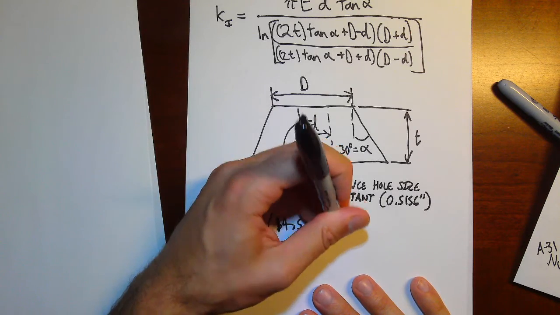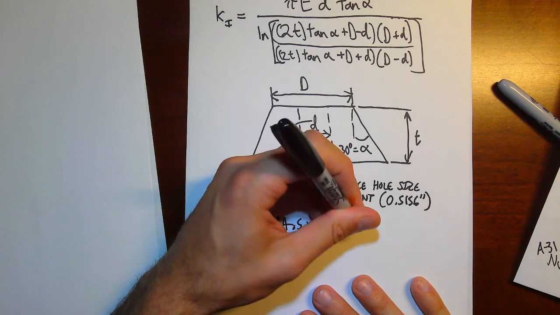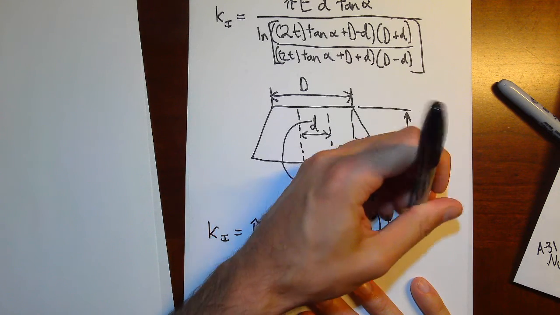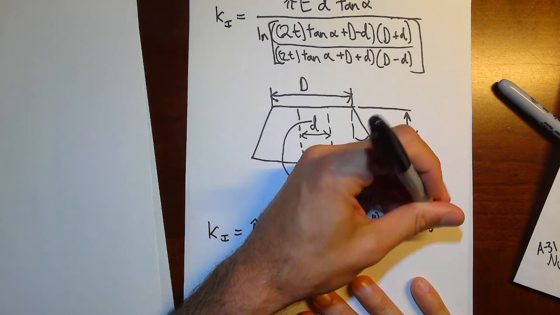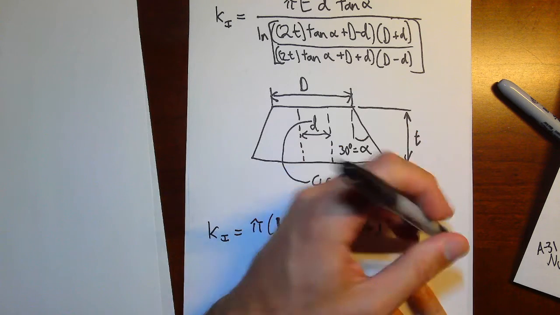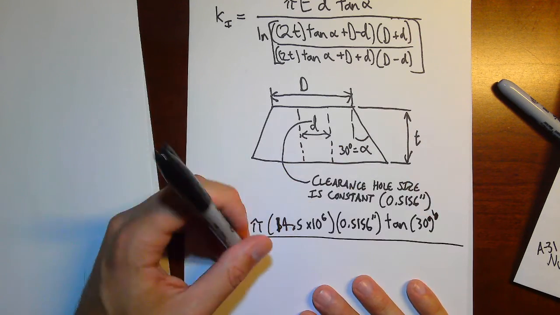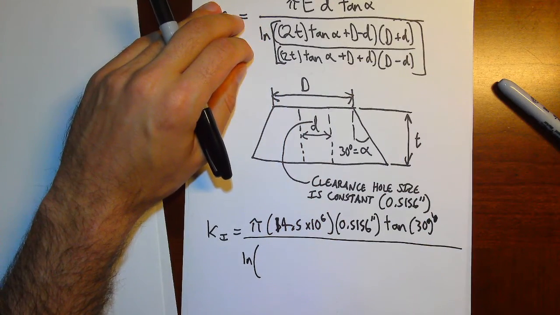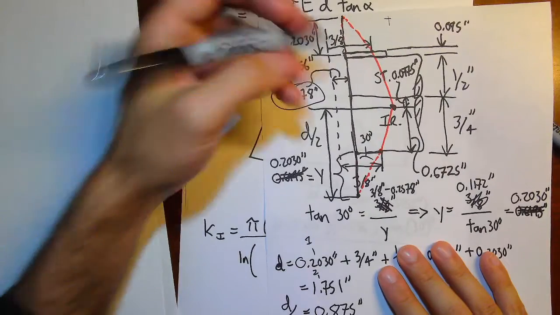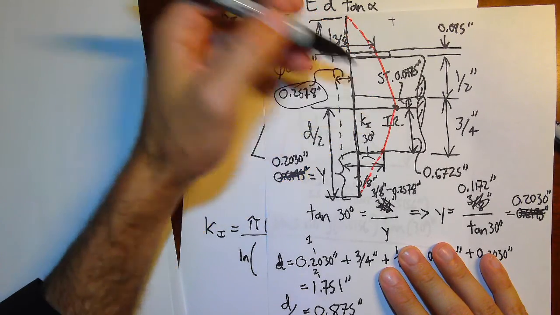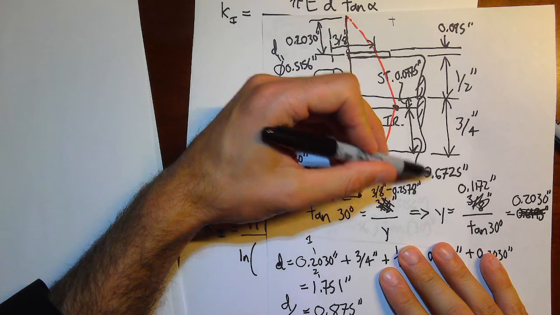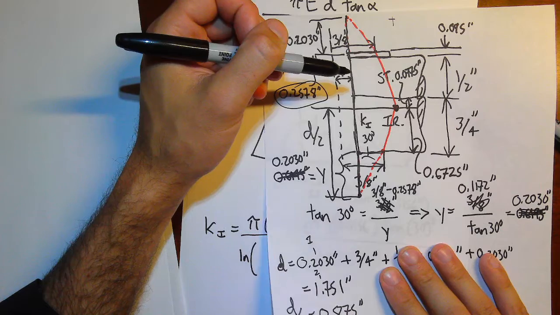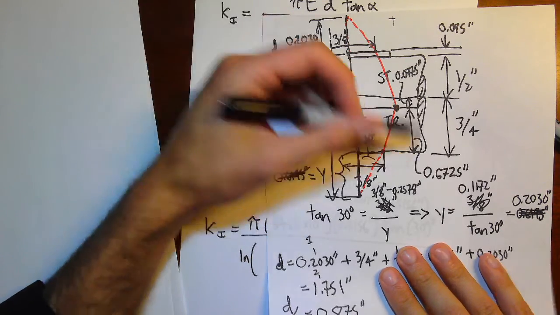Small d is our clearance hole size, so that's 0.5156 inches times tangent of 30 degrees. Our numerator, there we go, divide by natural log of. Okay, so this first frustum, this is that one here, extends up 0.6725 inches. That's where the intersection point is that we computed before. So that's as far as we can compute here.